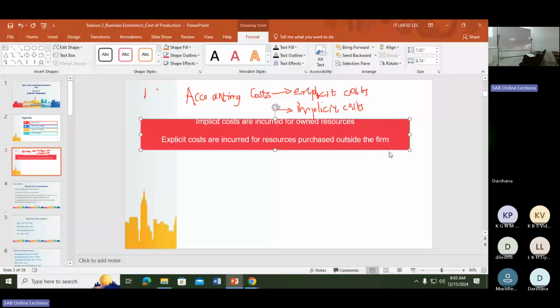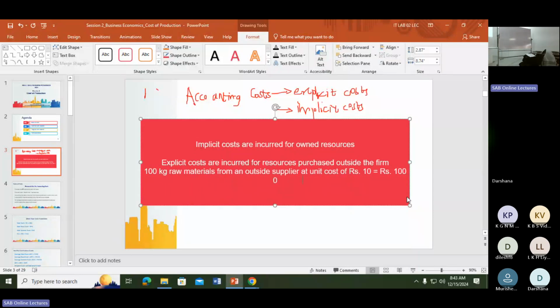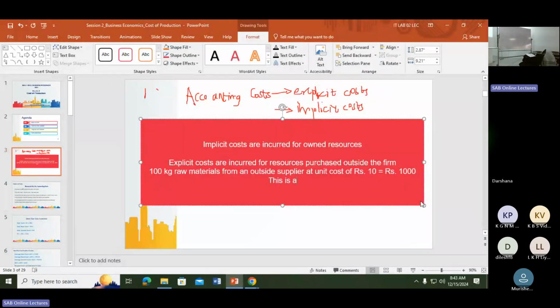For example, if the firm purchases 100 kilograms of raw material from an outside supplier, at a unit cost of 10 rupees, then the explicit cost is 1,000 rupees. This is an accounting cost.